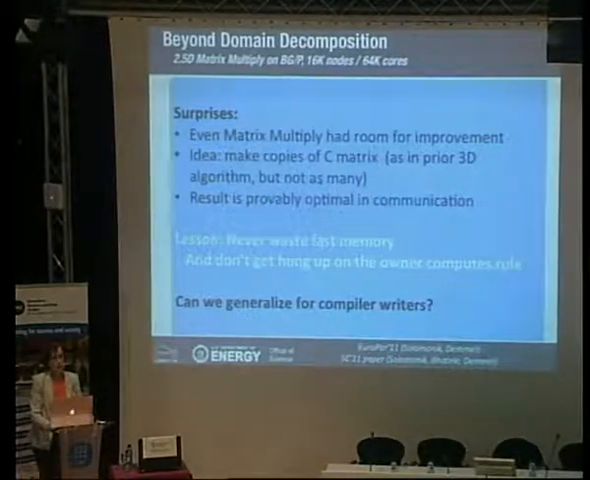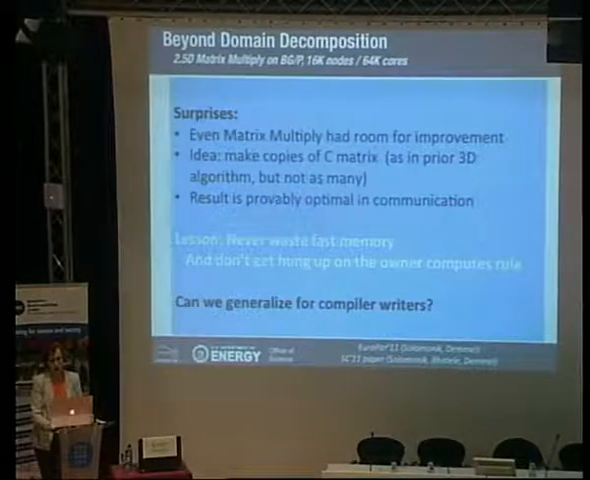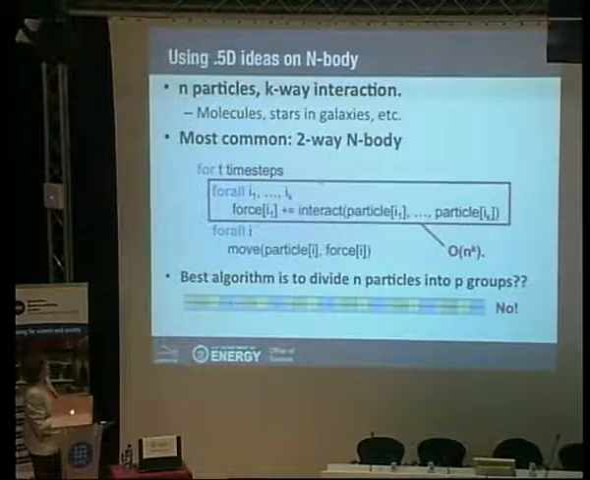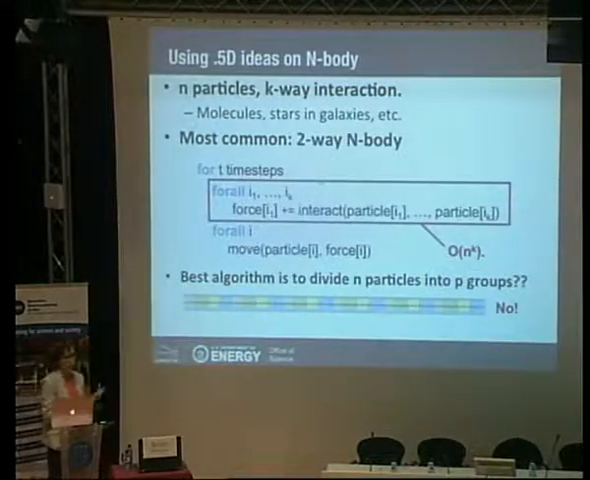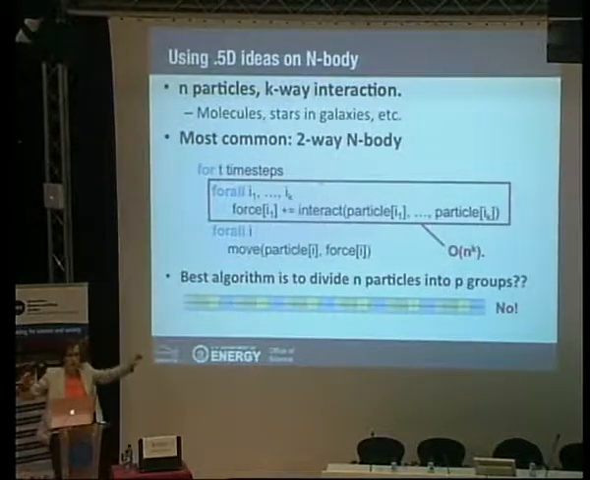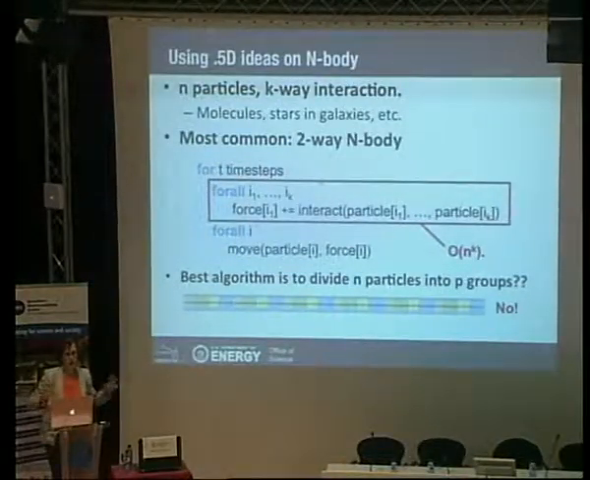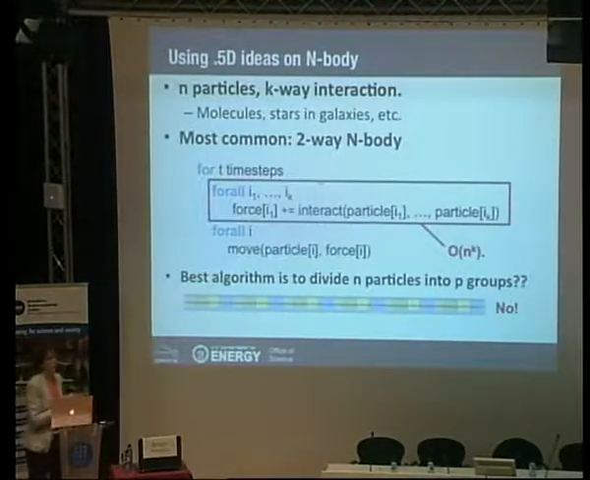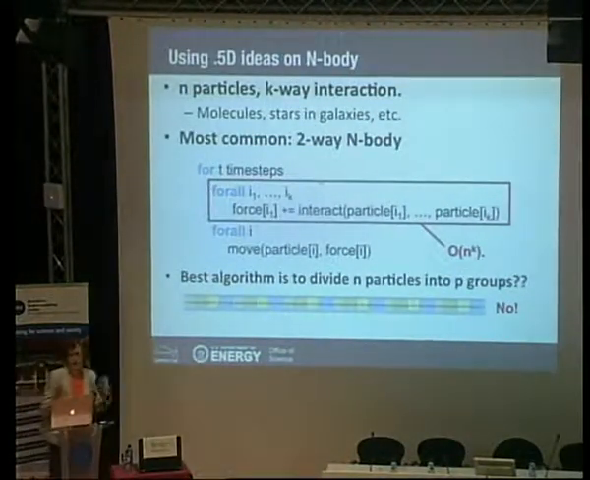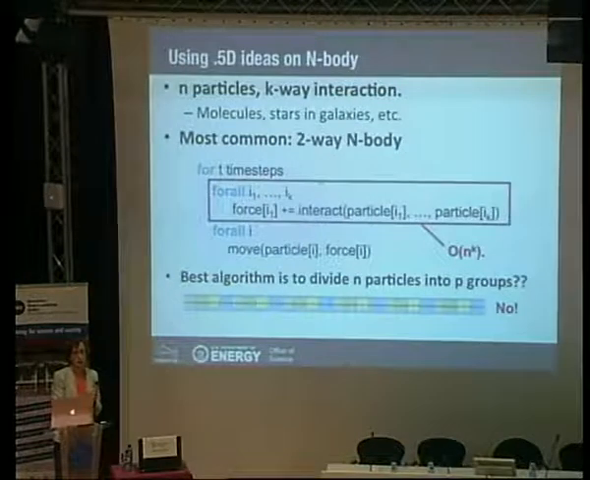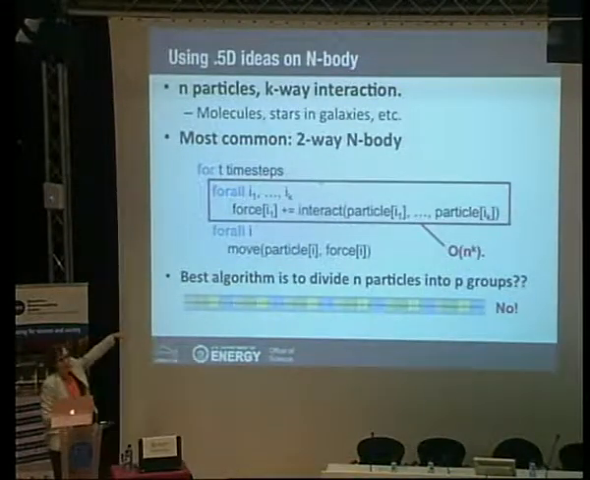There are questions about whether compilers could automatically generate this kind of code. I'll give you a little idea of how this works in, say, an n-body calculation, which is even simpler than matrix multiply. This is a really naive n-body calculation, an order n squared algorithm. We have a list of particles, and we need to interact all the particles with each other. A common way, if you're a beginning HPC programmer, is to say, if I've got P processors, every processor gets N over P particles. It turns out that is not the best algorithm.